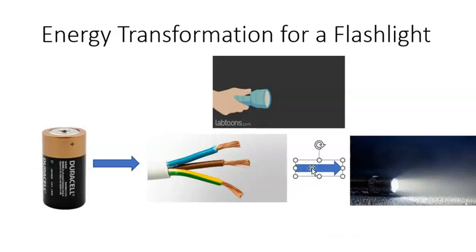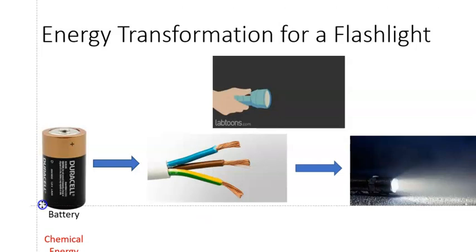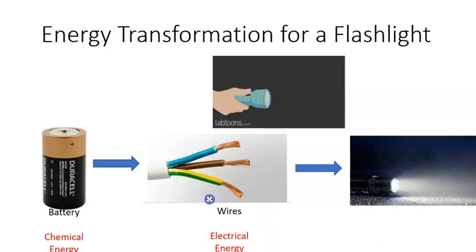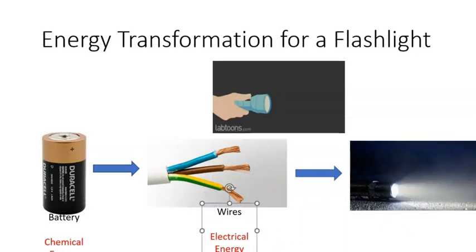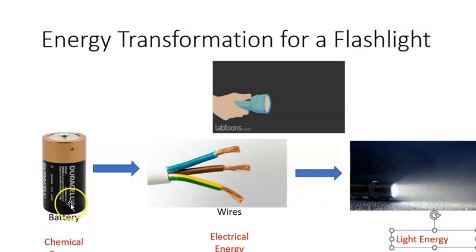Now, of course, we have to label. So go ahead and put your words. We said a battery has chemical energy. And then we said the wires had electrical energy going through them. So label your wires as electrical energy. And then we said that what we wanted from a flashlight is light energy. So that's how your diagram should look right now. Again, the chemical energy in the battery changed into electrical energy and then into light energy.